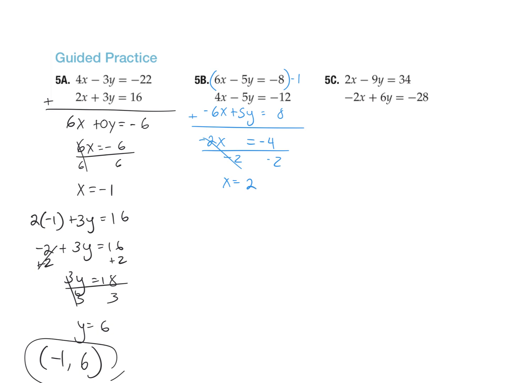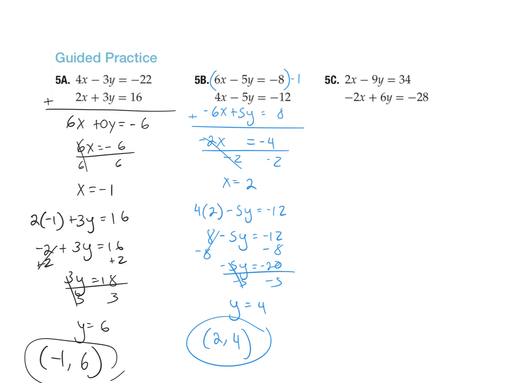Now I'm going to go ahead and plug that number in, again, into an original equation. So 4 times 2 minus 5y equals negative 12. Again, it doesn't matter which equation you choose, as long as you choose the original. Here we get negative 5y is equal to negative 20. I'll divide by 5 on both sides, and we get y is equal to 4. Your solution now being (2, 4).